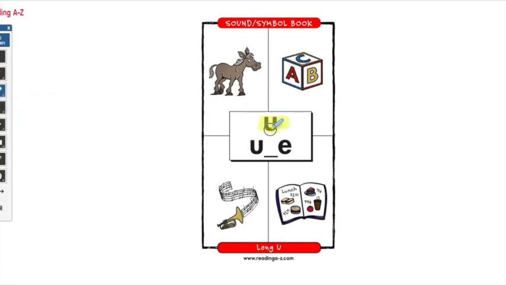What is the name of this vowel, this letter right here, highlighted in yellow? What's its name? U. And the long sound for U is just U. And now we'll listen for the sound U in these words.